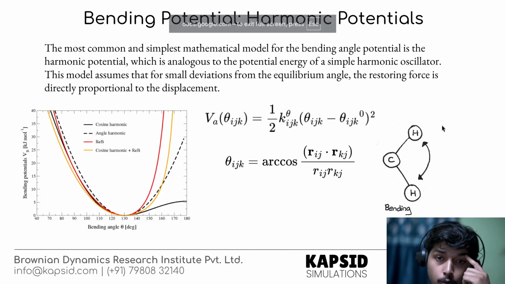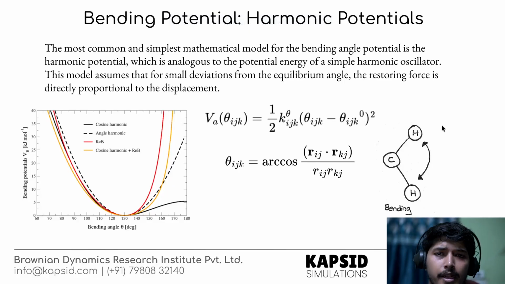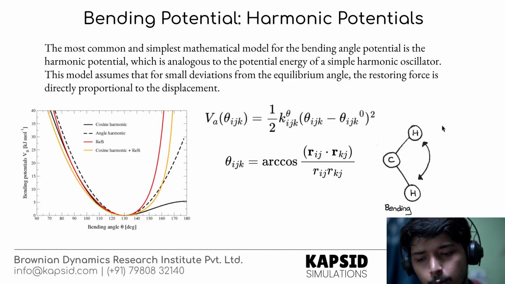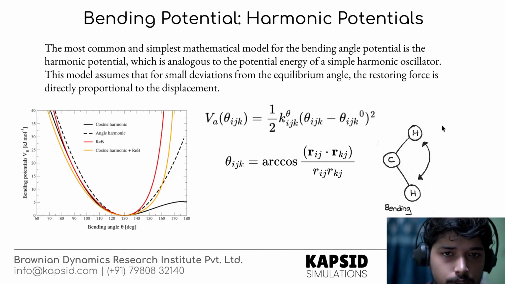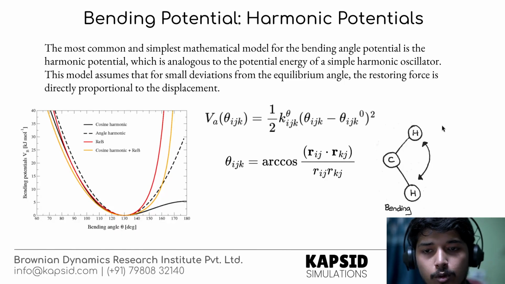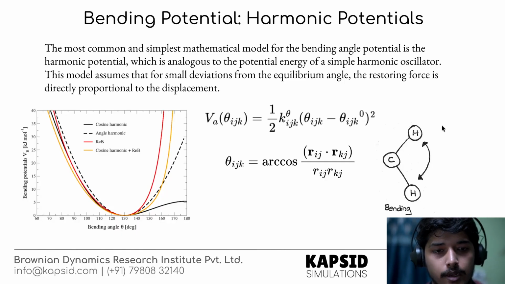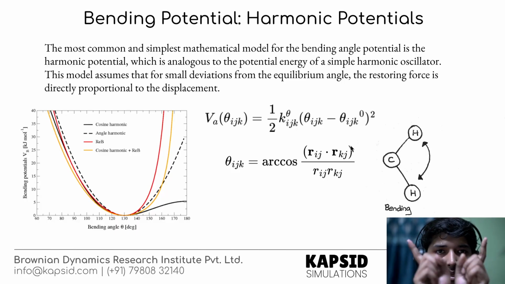Okay, so today's video is bending potentials. To start with, we have a very basic form, which is harmonic potentials. So why do we start with harmonic potentials? Let's say you have here, as you see, this C-H bond. Definitely there should be two more bonds here, but that's not shown. We are just interested in this bending motion.